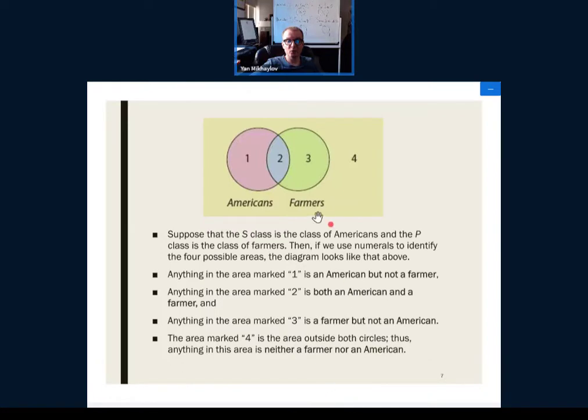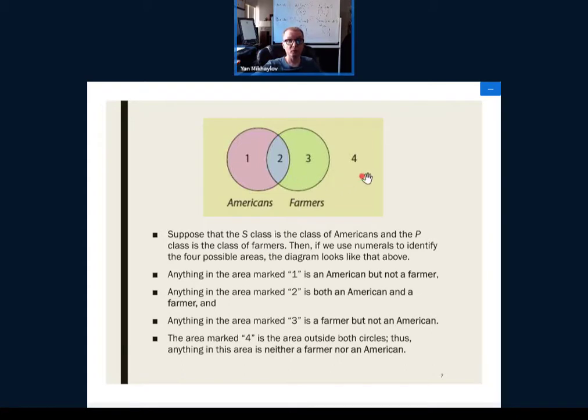Okay, what do they mean? Well, basically if we draw 2 circles like this, and class S for us will be Americans and class P will be farmers, this is what it would mean. We will have 3 areas inside the circles and a 4th area outside. Class 1 would be Americans which are not farmers. Class 2 would be Americans which are also farmers. What do you think class 3 will be? Exactly. Those farmers who are not Americans, like all the rest of the farmers, French, Mexican, whatever else.